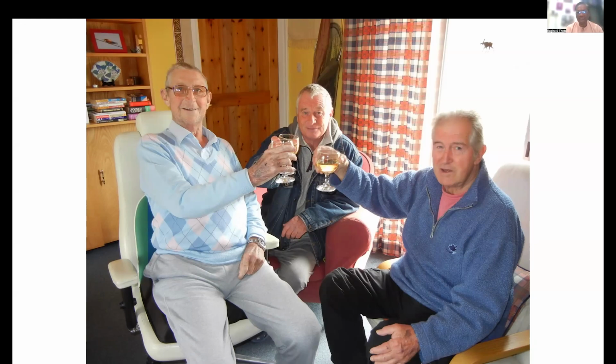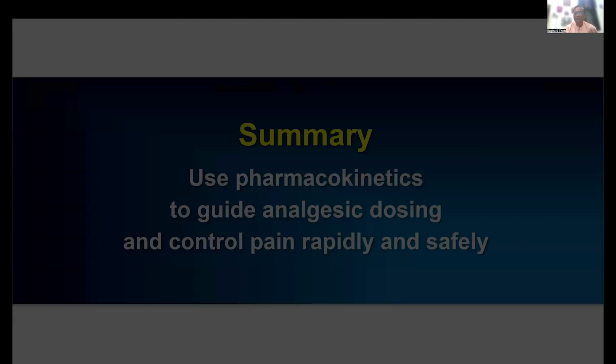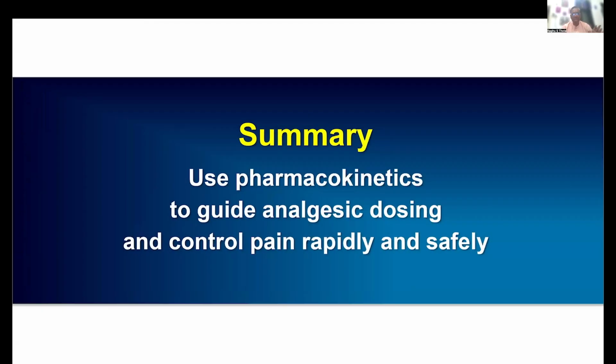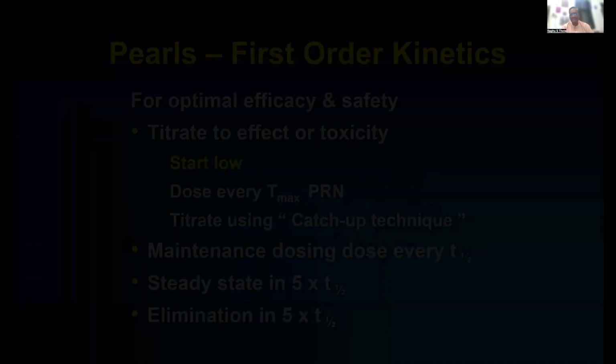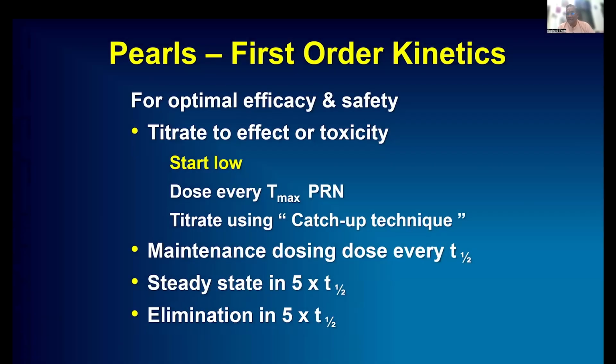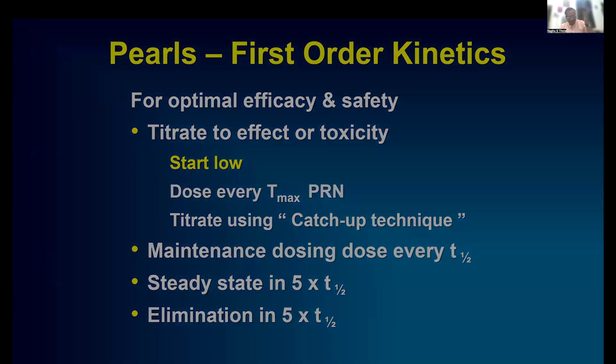and to your students. So to summarize, use pharmacokinetics to guide analgesic dosing and control pain rapidly and safely. The pearls are: first order kinetics are very, very important. You should know this. For optimal efficacy and safety, titrate to the effect or to toxicity. I always tell them either to the effect or toxicity. Start low, dose every Tmax for PRN, and titrate using the catch-up technique. Maintenance dose should be every half-life. Steady state is achieved after 5 half-lives, and elimination is also after 5 half-lives. Thank you very much.